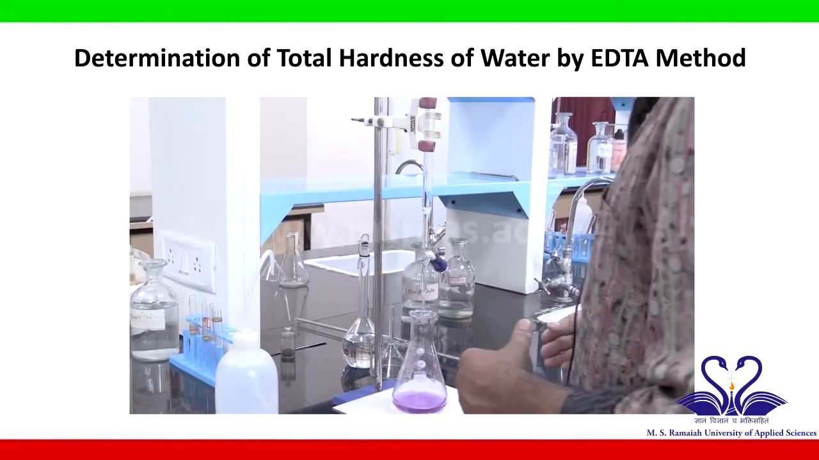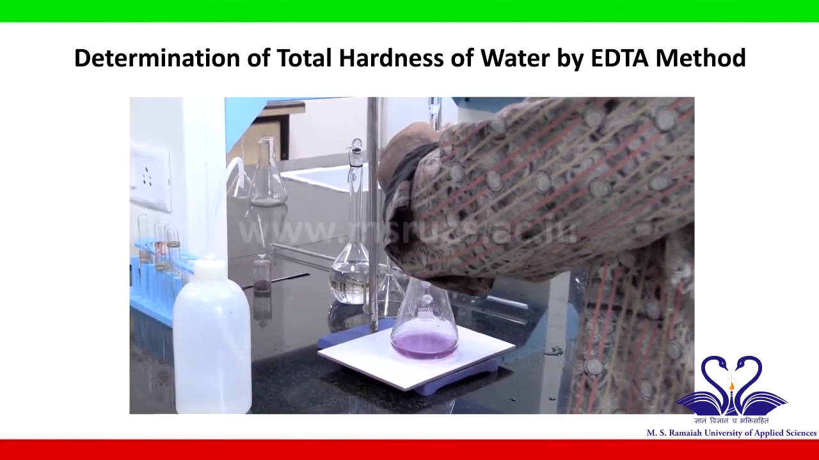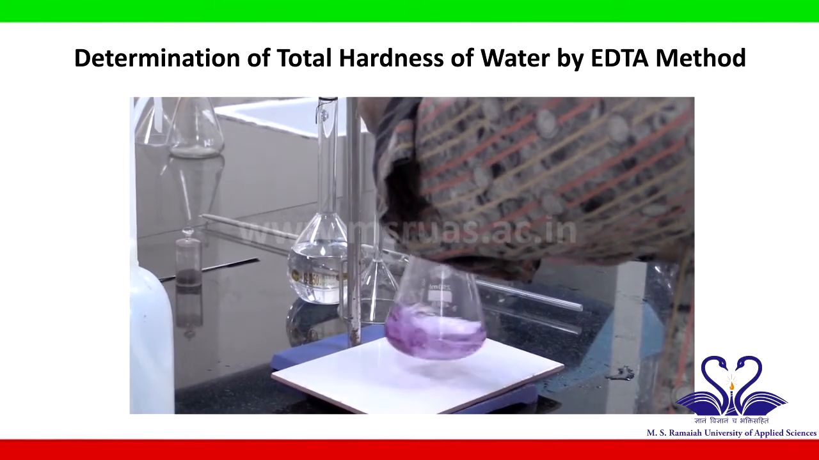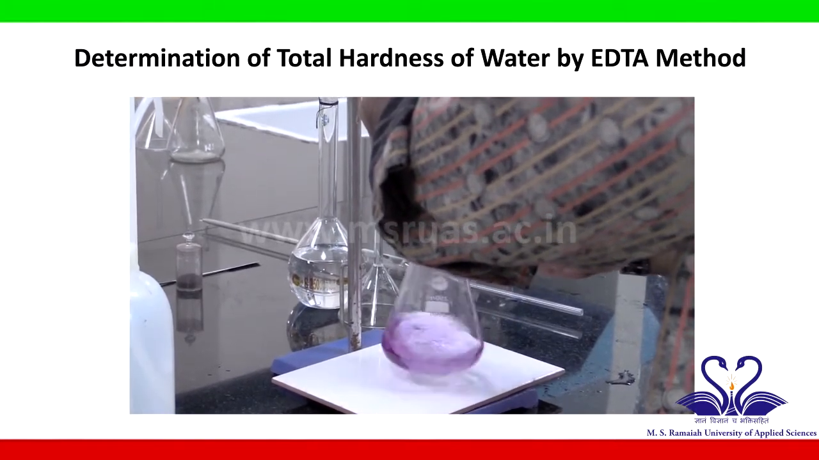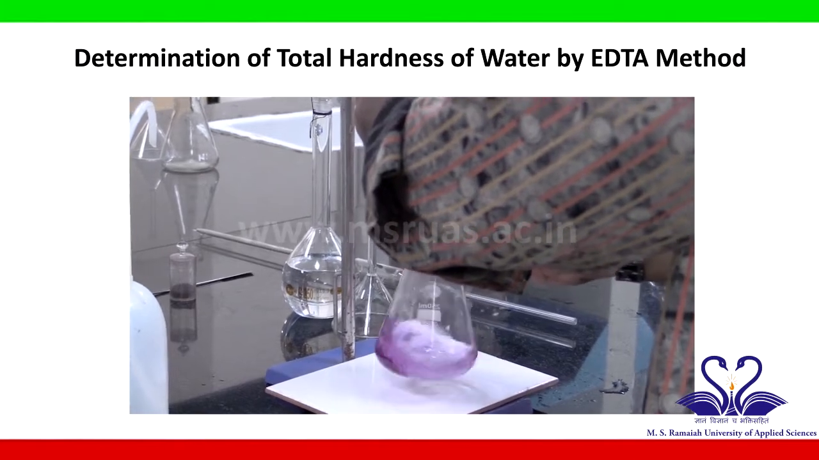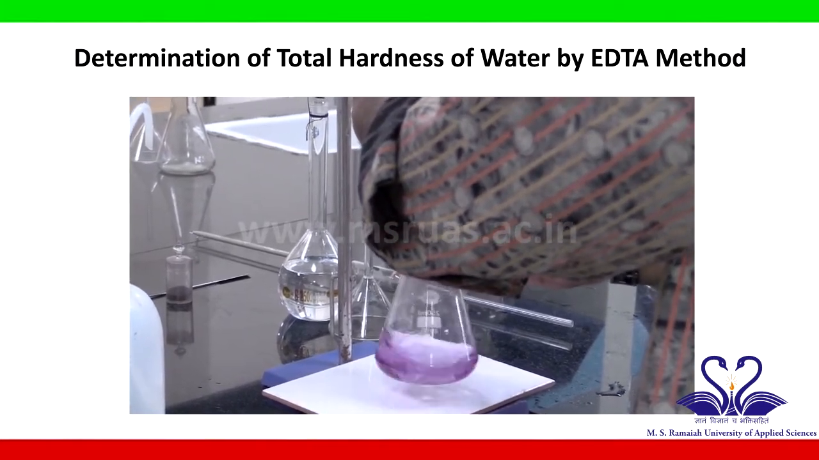So now let me start the titration. It is 0. In the left hand I am holding the burette, and the right hand is continuously swirling it. I know what the end point is. The end point should be blue in color. So I have to titrate until I get the blue color solution.